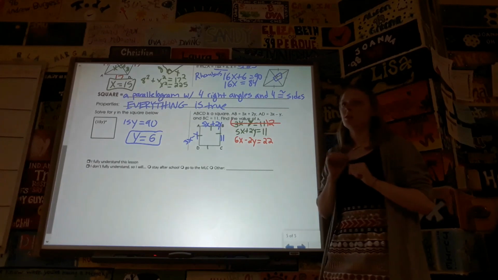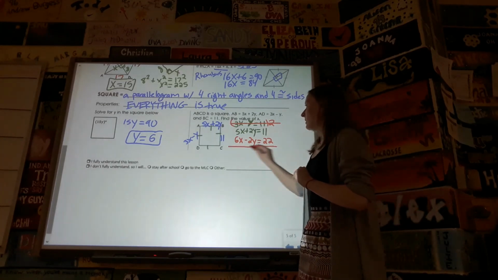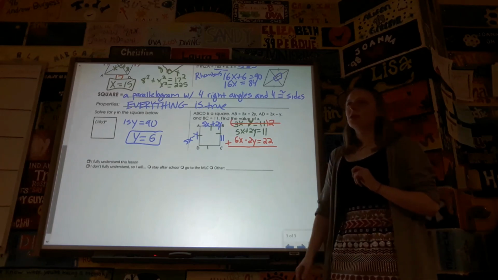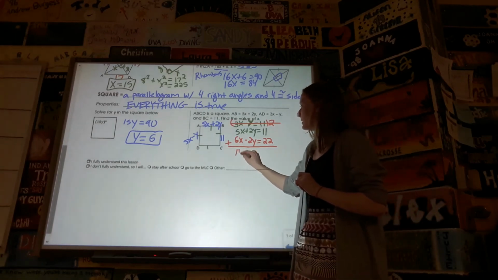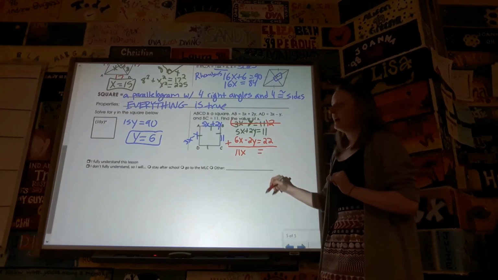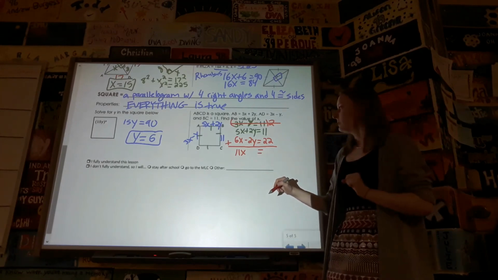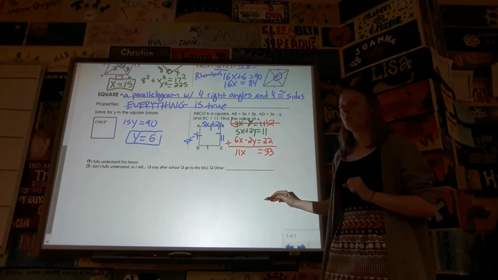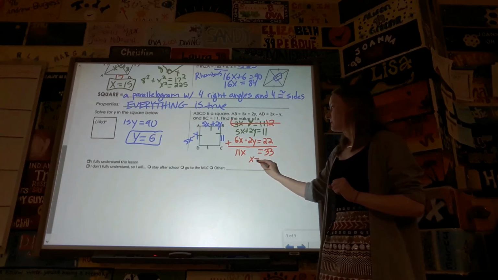So I'm going to ignore the top one since I've changed it. Then you guys are going to add down. What is 5x plus 6x? What happens to the 2y plus -2y? They go away, hence the elimination method. And then 11 plus 22. Solve that. x is equal to 3.